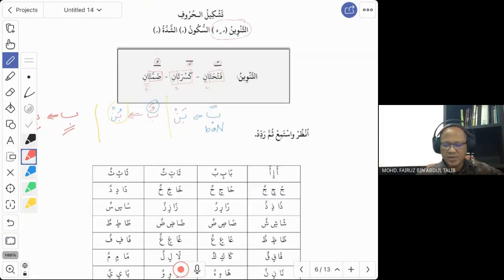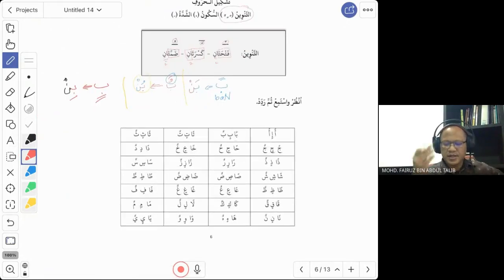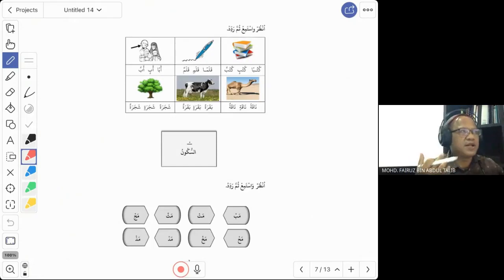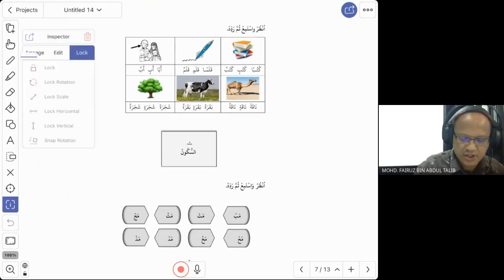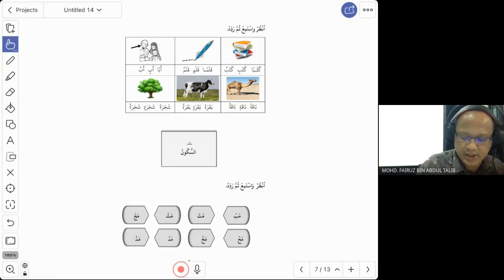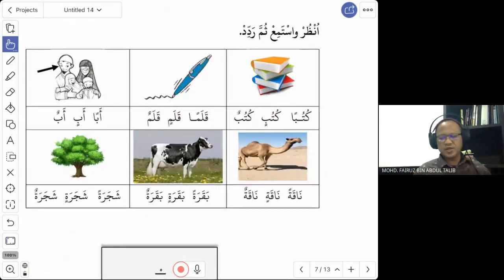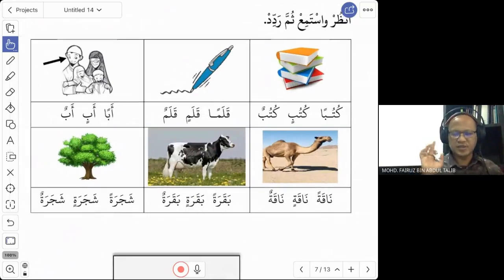Now you have learned about the Tanween, but the practical issue: where do you see this Tanween? Okay, now this takes us to this thing. Look at this. This is very important. Listen to my explanation carefully.